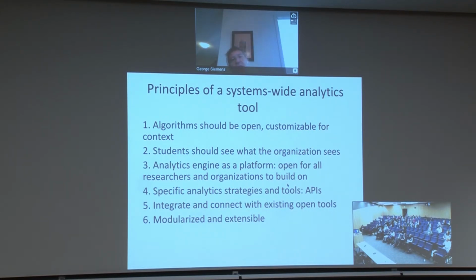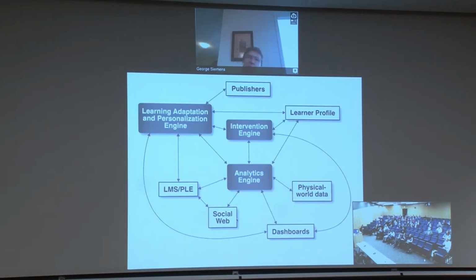And then a few other things I'm not going to get into great detail on, numbers 4 to 6, but the general point or the principles of the system is what we're advocating for. So initially we described it as something like this. You have a central analytics engine. These are the open components, the gray shaded areas.